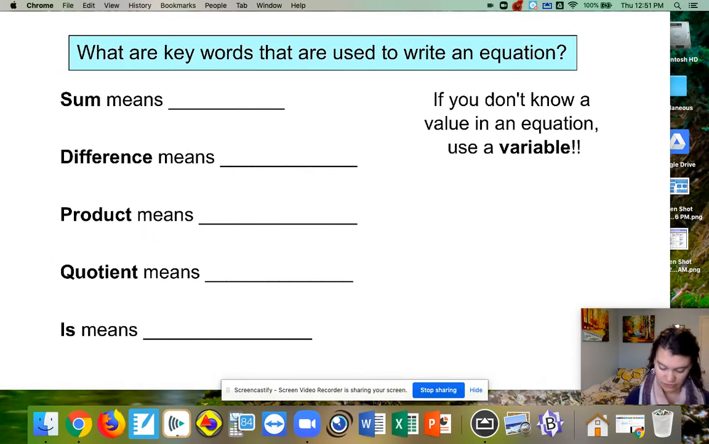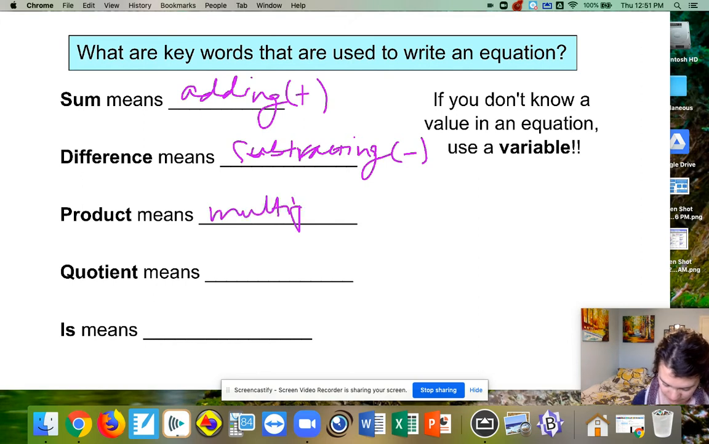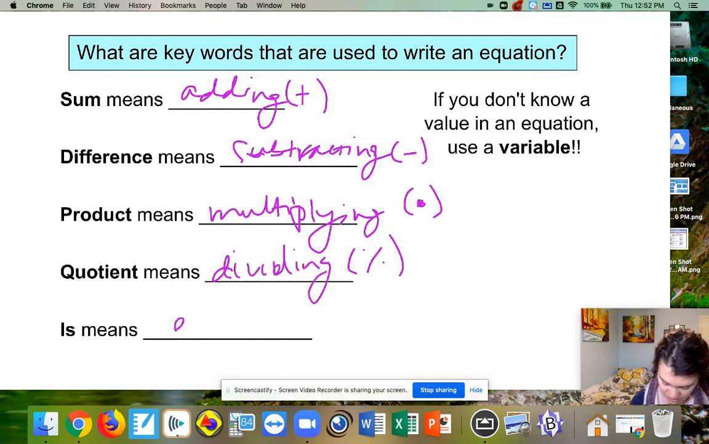All right, so what do we need to remember when we're writing these out? What are some keywords? Sum means adding. Difference is subtracting. This is review from chapter 1. Product is multiplying. And quotient then is dividing. And "is" is your equal sign.